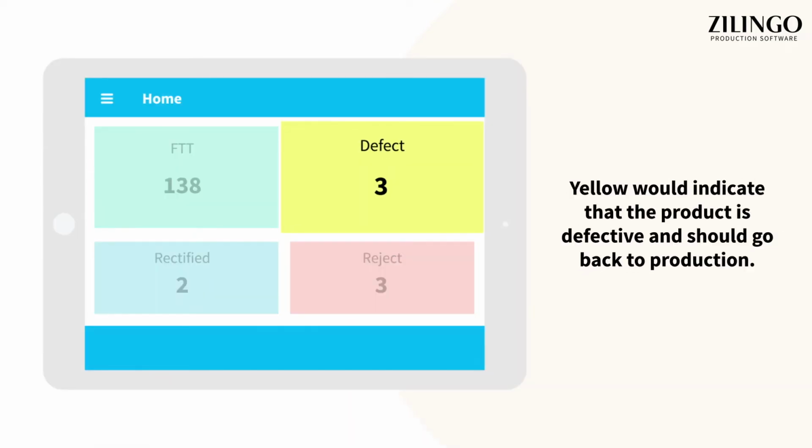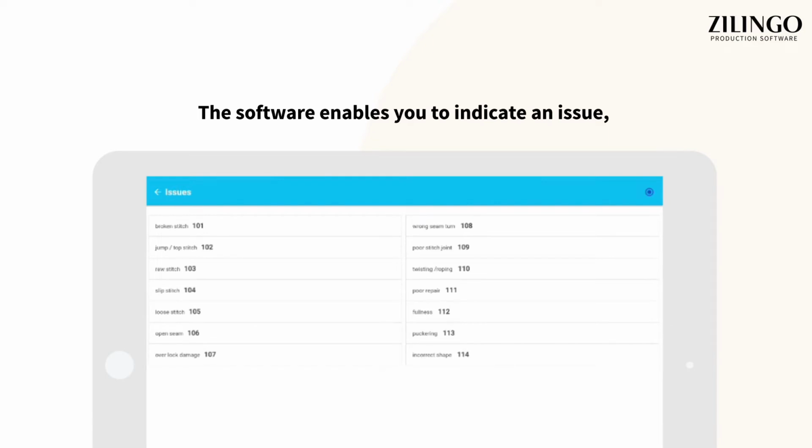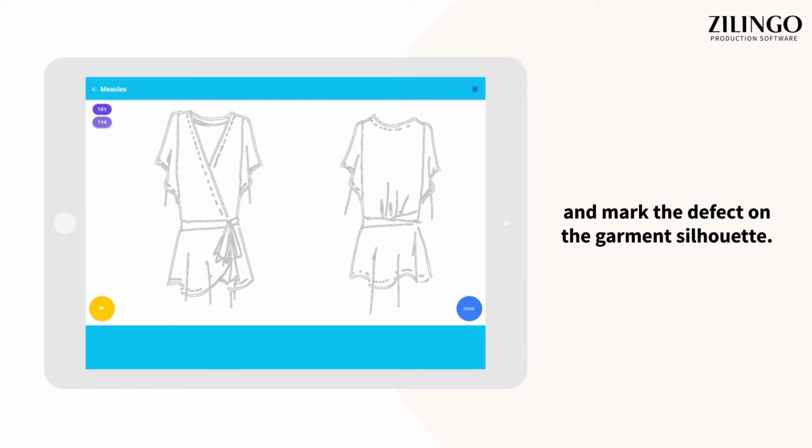Yellow would indicate that the product is defective and should go back to production. The software enables you to indicate an issue, broken down into specific details, and mark the defect on the garment silhouette.